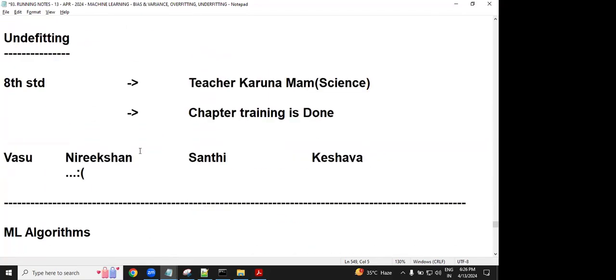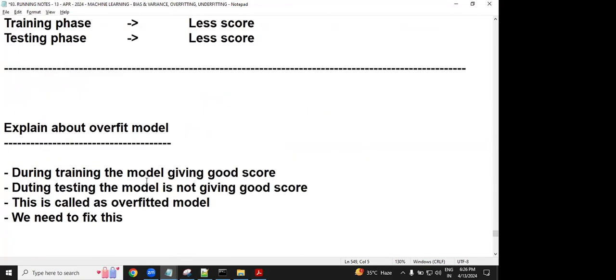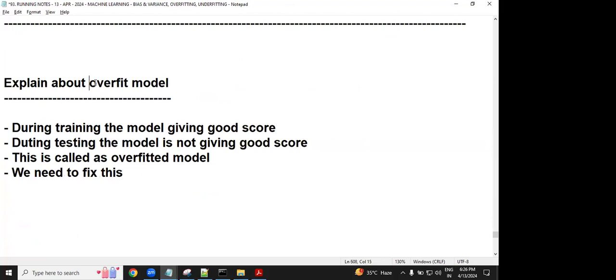Same thing. Whenever you are working as an ML engineer, ensure that the model may face an overfit scenario. Then we need to fix it. To fix that, there is a solution, and I will tell you that solution.